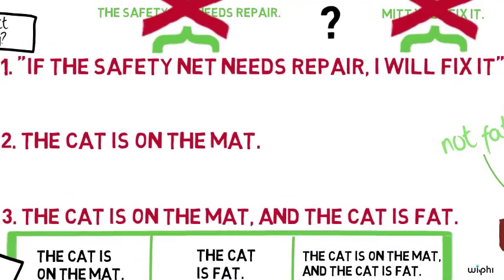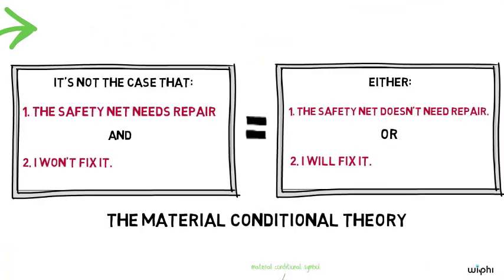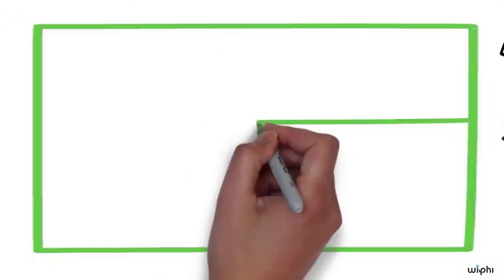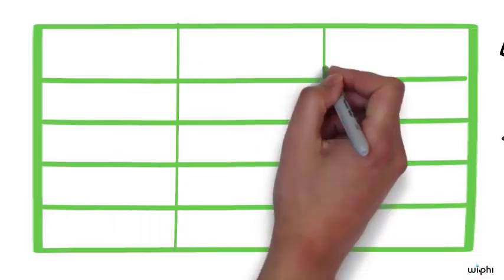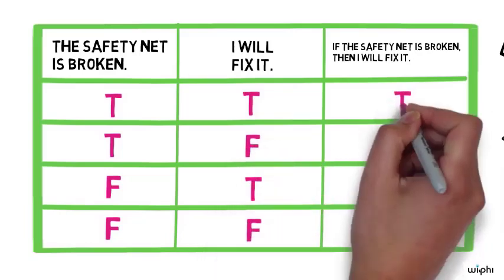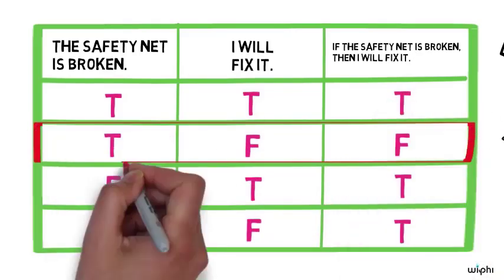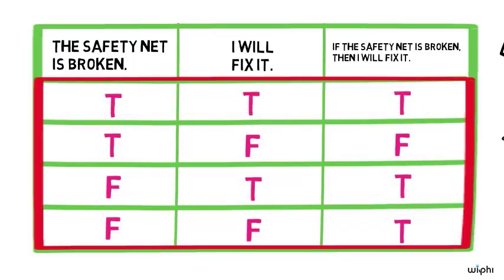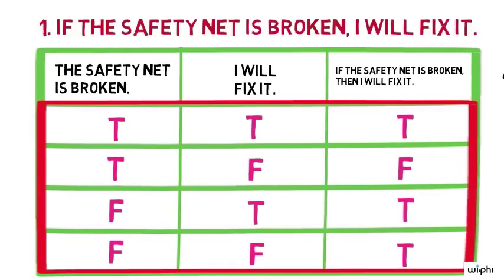Okay, so now what about our conditional sentence 1? According to the material conditional theory, 1 tells us that it is not the case that the safety net needs repair and Romney won't fix it. So in our truth table, we assign F to the conditional only on row 2, where it is true that the safety net needs repair and false that Romney will fix it. We assign T to it on all other rows. This assignment of truth values therefore entirely captures the meaning of the conditional 1 according to the material conditional theory.